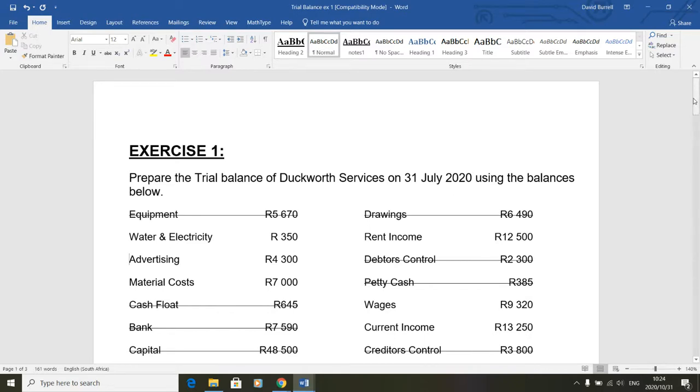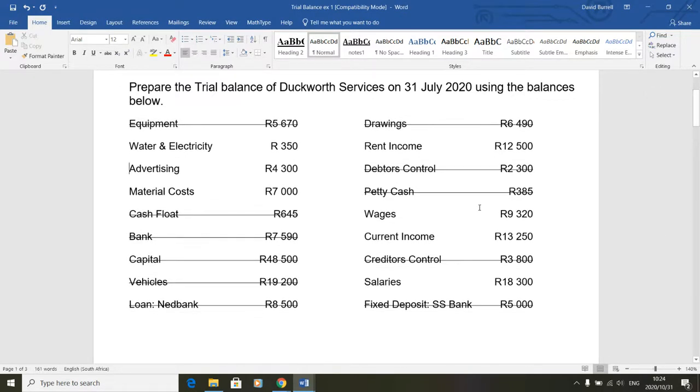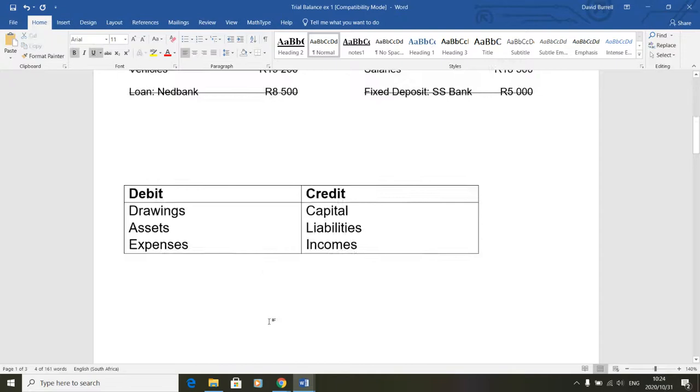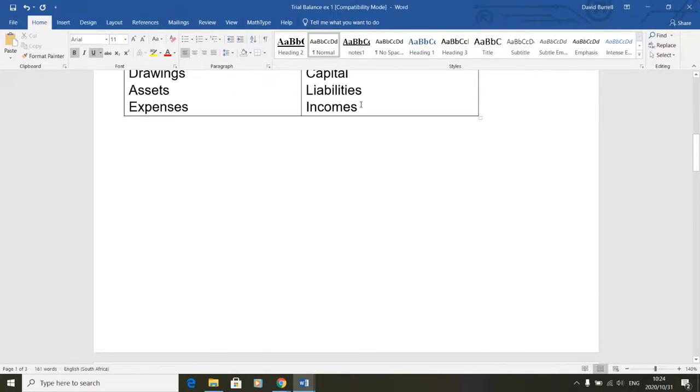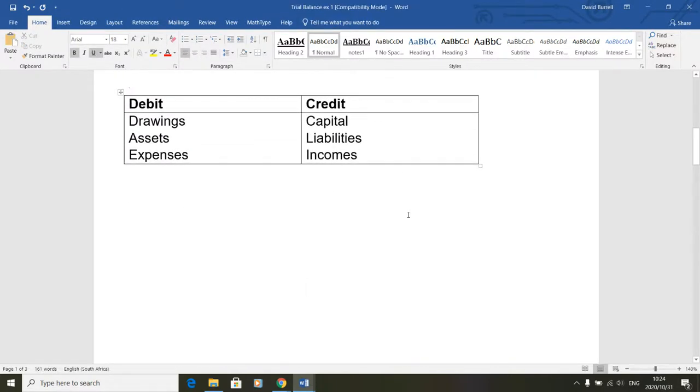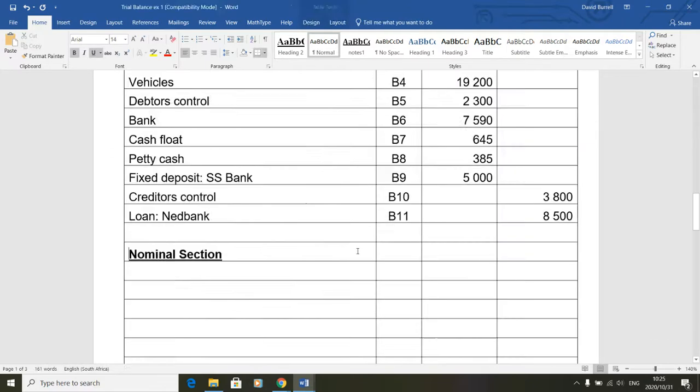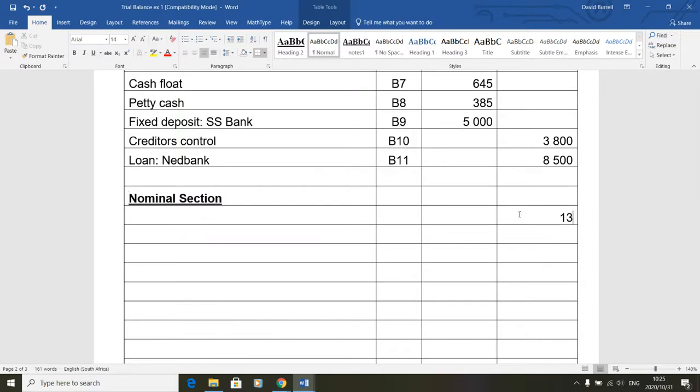So we'd start with incomes. And normally you'd look for current income and rent income. So there's current income of 13,250. And we've seen from the general ledger, usually that's the first account in our nominal section. So current income, 13,250. Incomes would have a credit balance or credit total over there. So incomes would be in the credit. So it's 13,250. And that is, as I said, current income.